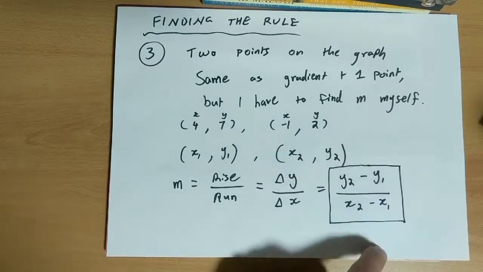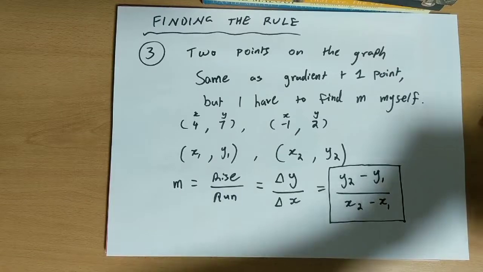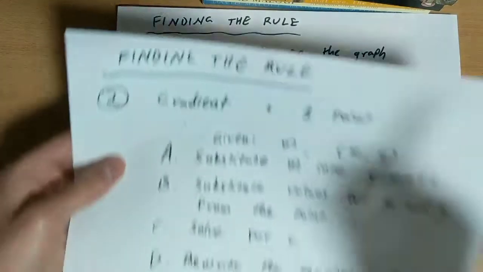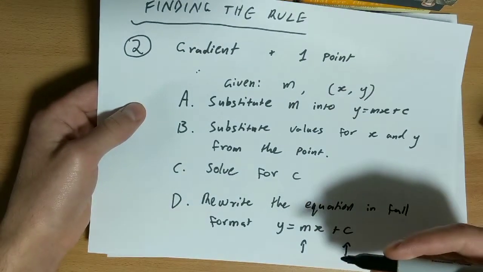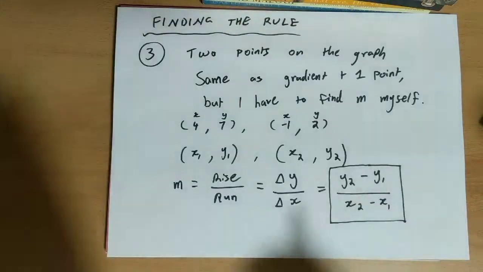Once I've done that, I can then follow these 4 steps that we did in the last one, because I now have m, so I can just run through the way that we already know how to. Okay, let's do an example.